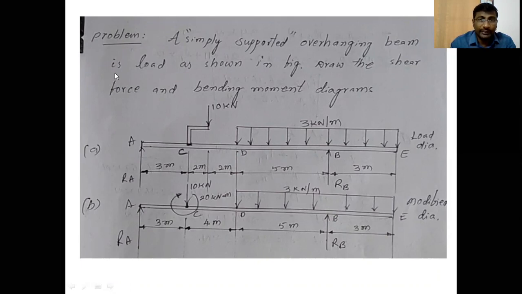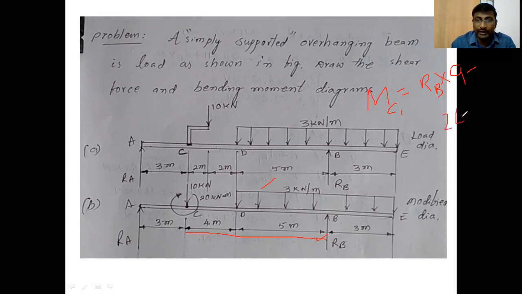So what is the bending moment at point C? The forces acting on the right side are the UDL and RB. Therefore, MC1, that means without considering the 20 kilonewton meter couple, MC1 is equal to RB into the distance between point C and RB, which is a total of 9 meters. So RB into 9 meters. This distance is 9 meters. RB into 9 minus this load value, which is 3 into 8, total 24 kilonewtons.